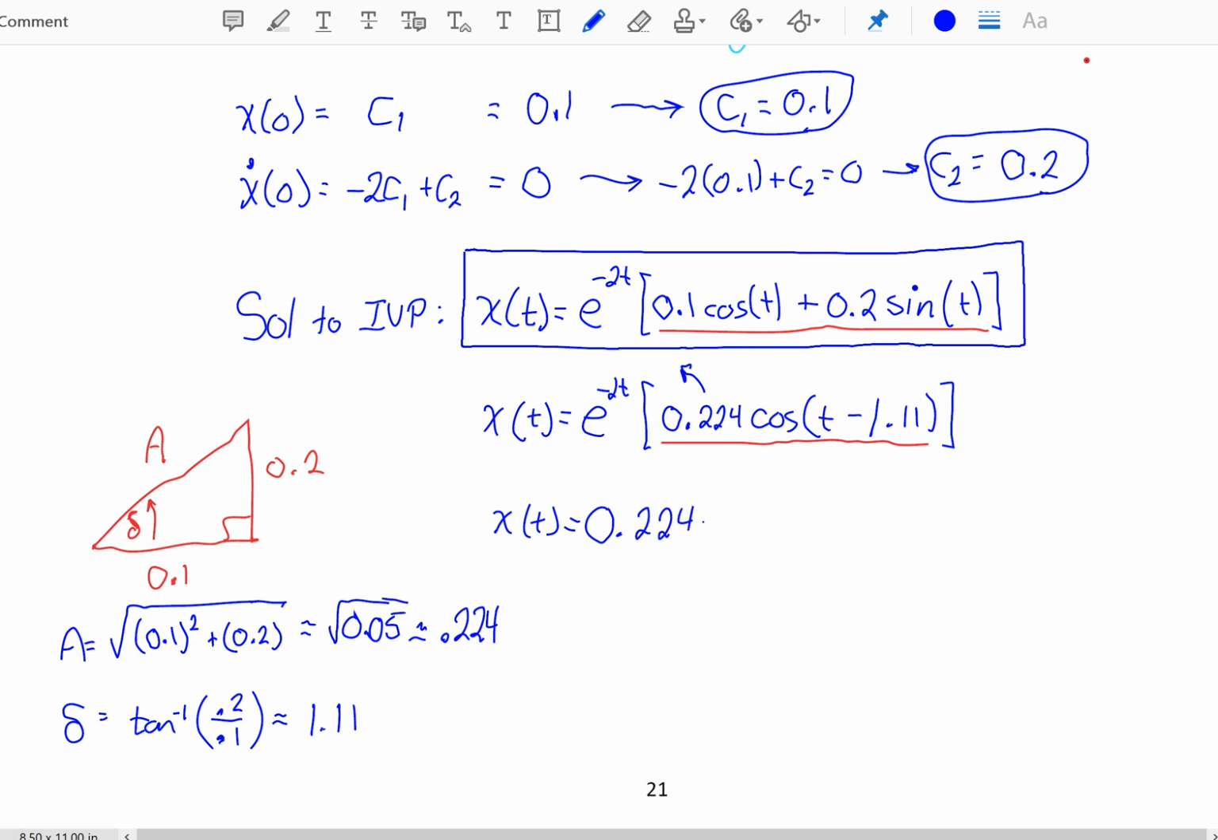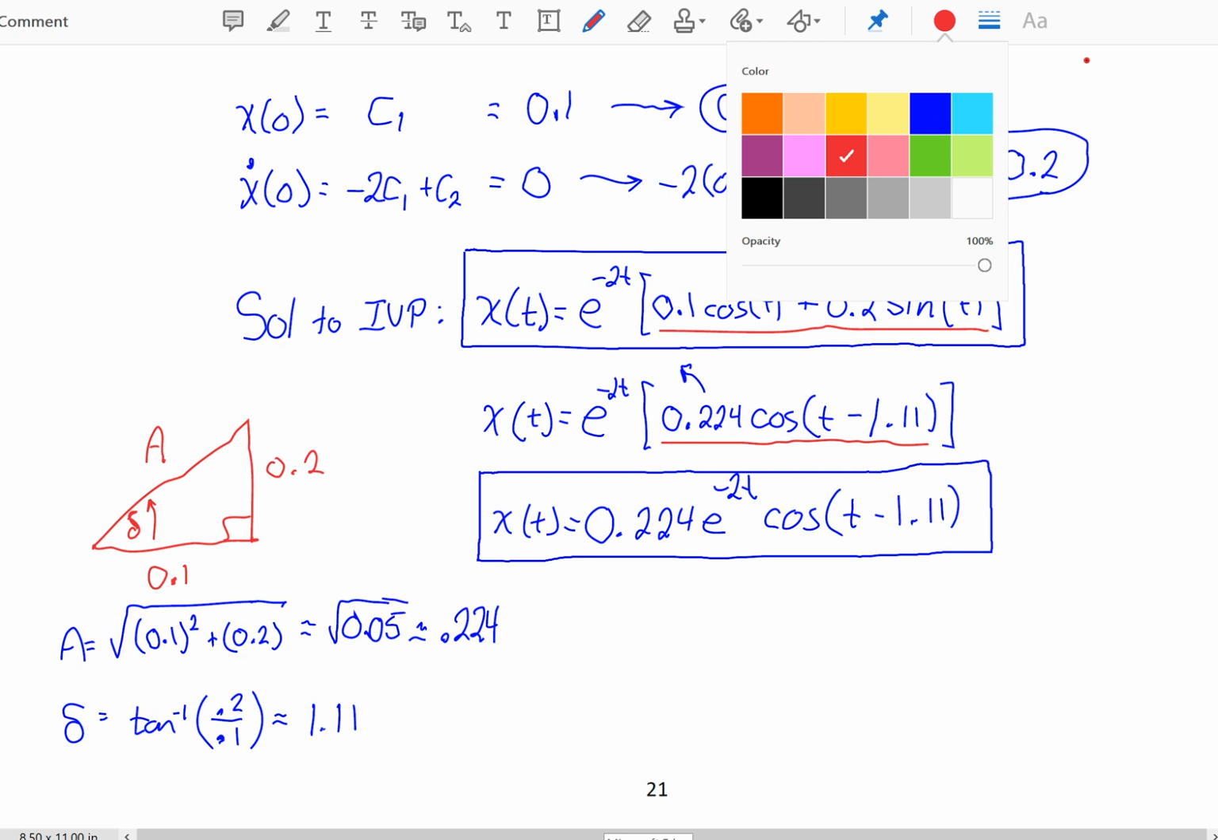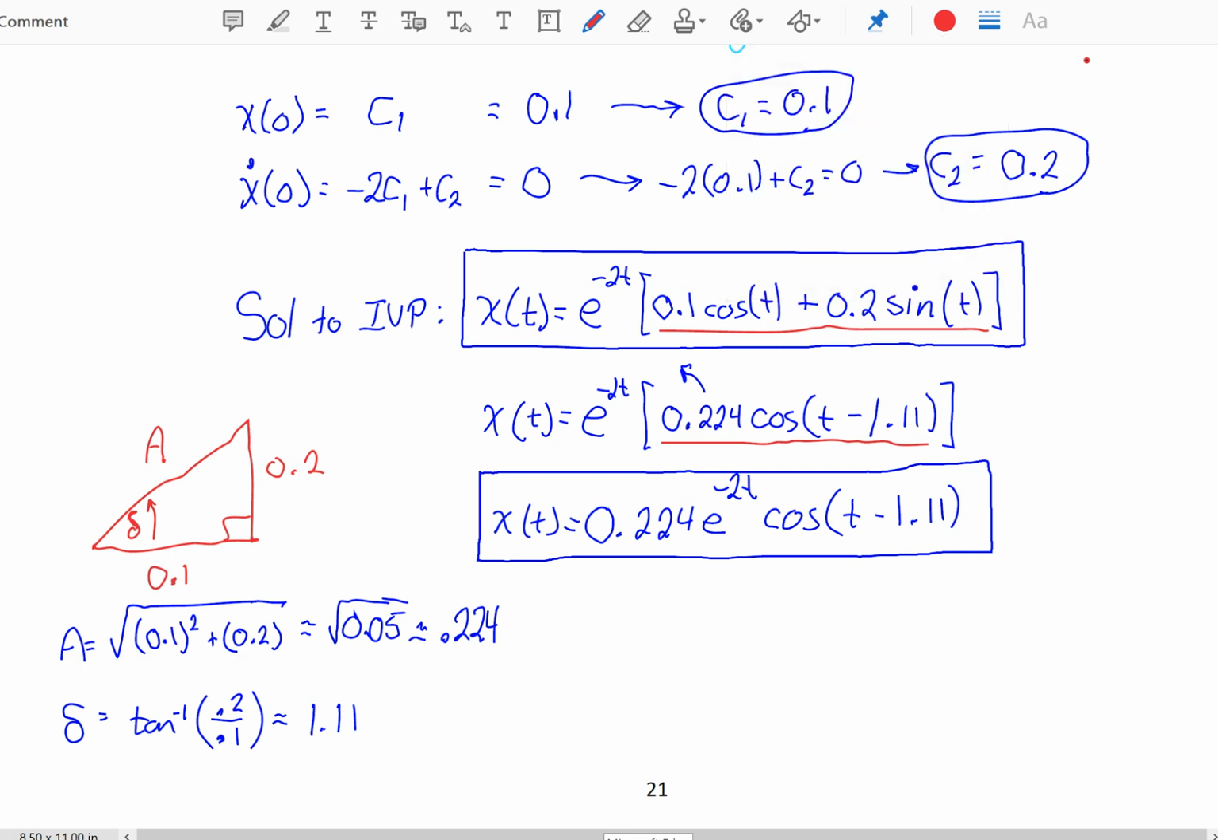0.224 e to the negative 2t cosine of t minus 1.11. And this would be what I would like to write as the solution to our initial value problem. And what you'd like to notice is that this is a trigonometric function where the amplitude is changing over time.